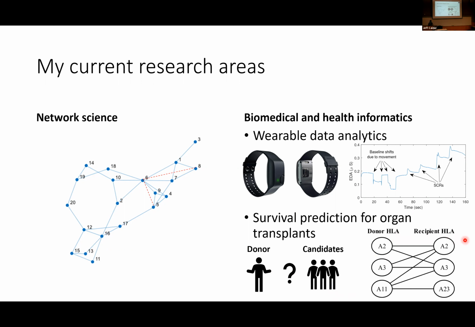The idea is the better the match between the donor and the recipient's HLAs, generally the better the recipient will tolerate that transplanted kidney. We do some network stuff here also, where we try to predict the compatibility between some donor HLA and some recipient HLA. In my talk today, I'm going to talk about the network science stuff. I'm happy to chat about the biomedical and health informatics if you're interested in that afterwards.